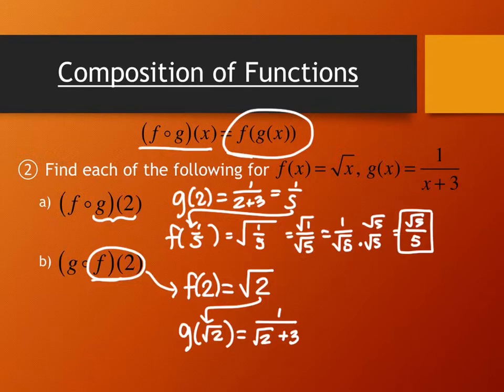But I have an irrational number in the denominator, right? Square root of 2. How do I get rid of it when I've got an irrational number separated with a plus sign like this? Multiply by the conjugate. Very good, Molly. So square root of 2 minus 3 would be the conjugate, right?